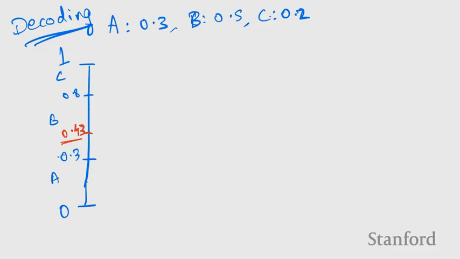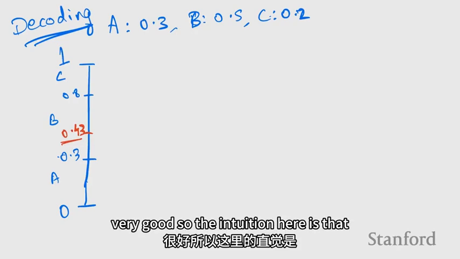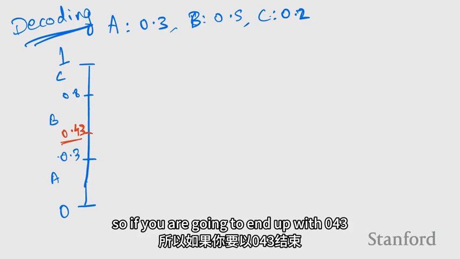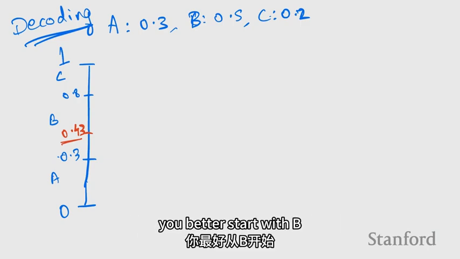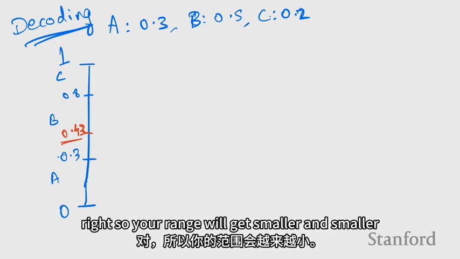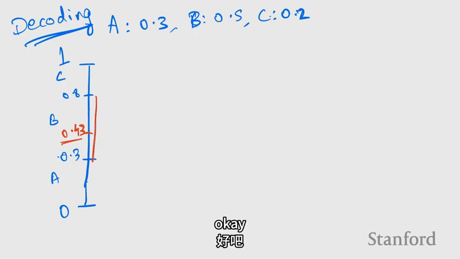Since it falls within the range for B, we know that when we encoded it, the first one we picked had to fit that range. Yeah, so very good. So the intuition here is that as you encode it, the range only gets smaller and smaller, right? So if you are going to end up with 0.43, you better start with B, because if you started with something else, you will never get to 0.43, right? So your range will get smaller and smaller, right? So it has to be B. It has to be this thing, okay?